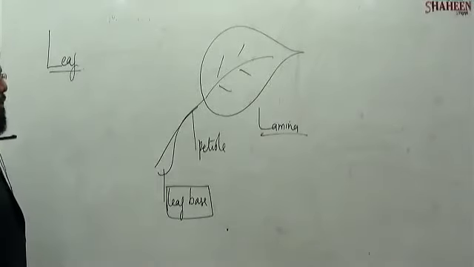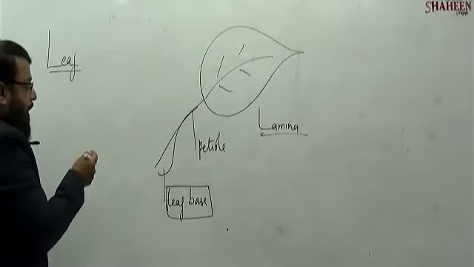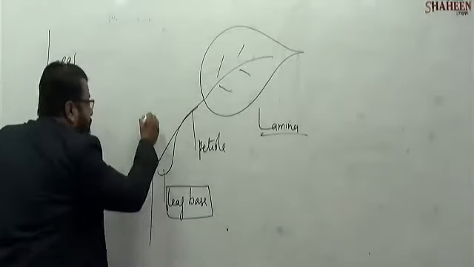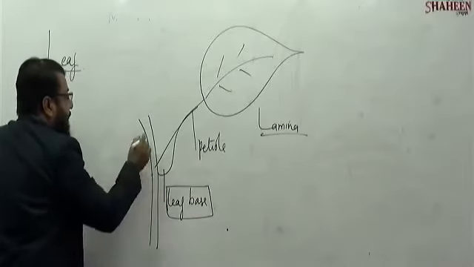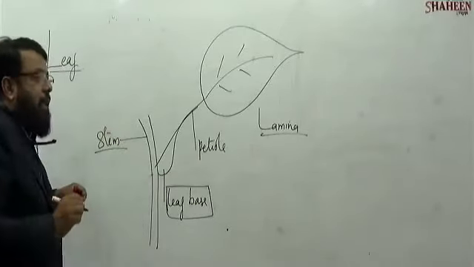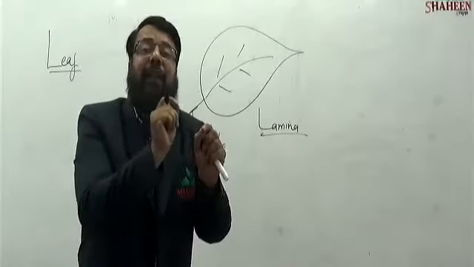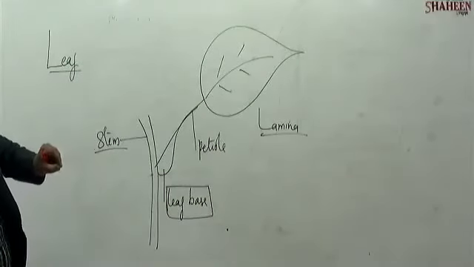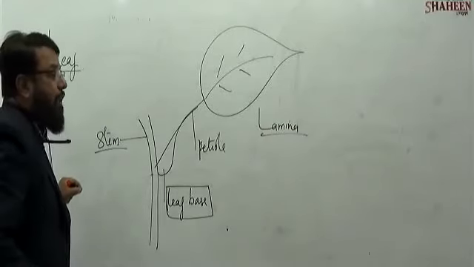Leaf base is a region of a leaf, a part of the leaf that is meant to get attached to the stem. So the leaf base is the part of a leaf that has connection with the stem. The leaf base is meant for attachment of the leaf to the stem.